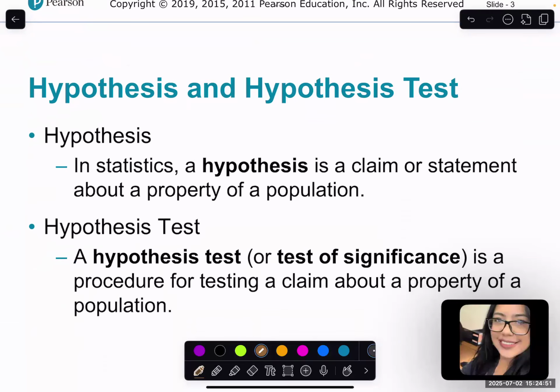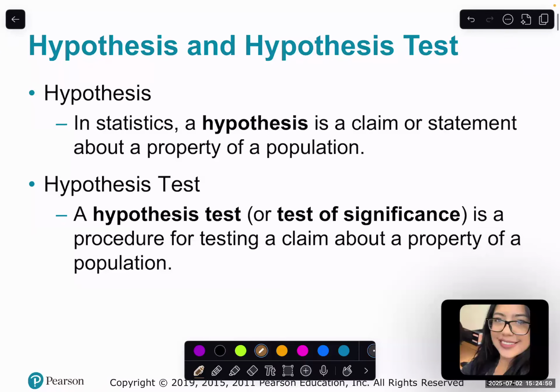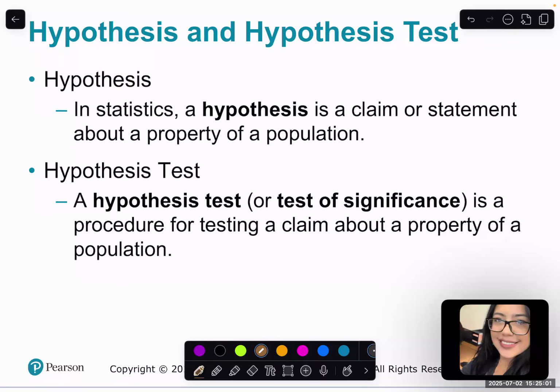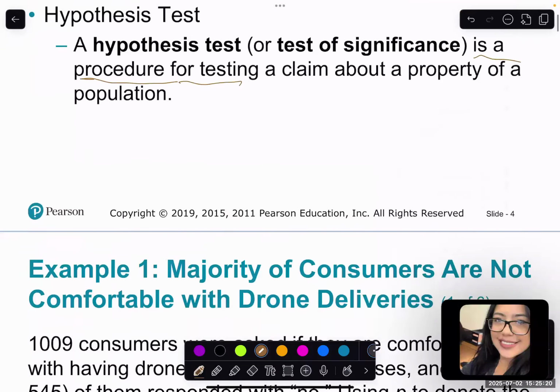Definition: a hypothesis in statistics is a claim or statement about a property of a population. So we are going to be making a claim or a statement. A hypothesis test, however, is the procedure. So there's a difference. One thing is a claim or a statement. The other thing is the procedure for testing a claim about a property of a population. So we are going to first make a claim, and then we are going to be testing the claim.